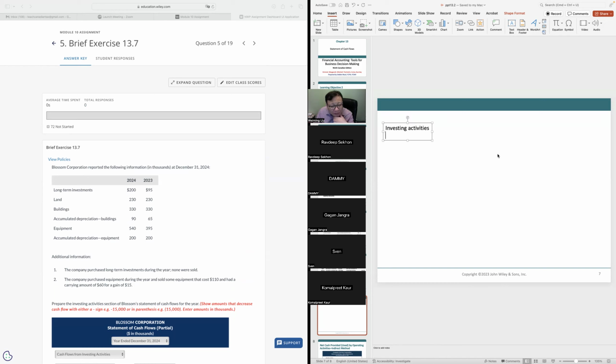So long-term investment, right? If you think about the balance, I'm going to put this here. Long-term investment, the change in long-term investment. So I'm going to use 200K minus 95K.